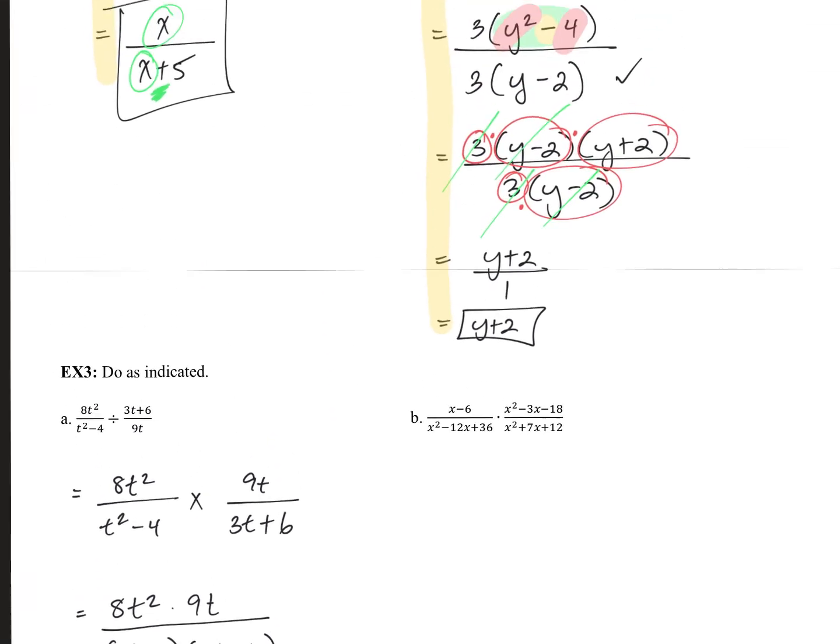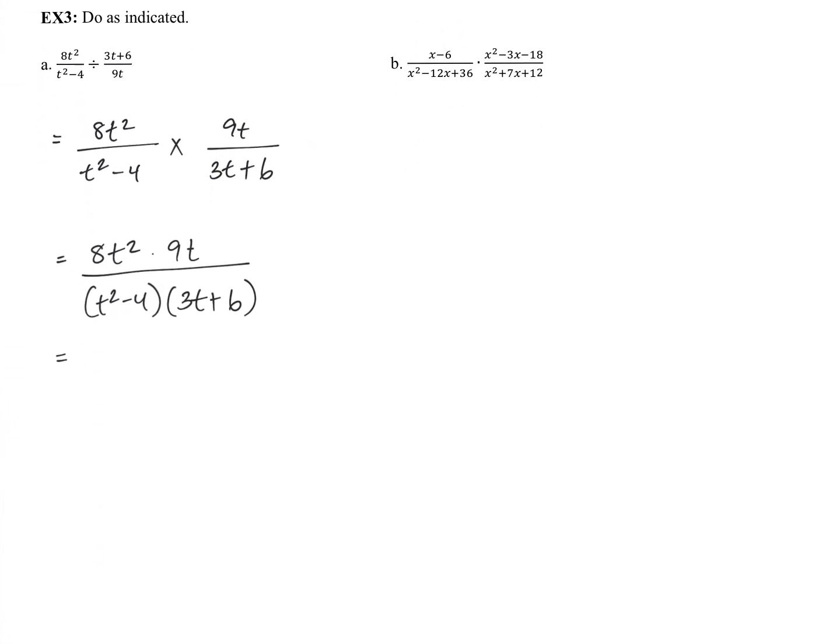So this is going to be similar to what we did earlier. We need to make sure everything is factored. Well, in the top, they're basically factored. We have the t squared. Actually, I'm going to go ahead and combine these two. So we have 8 times 9 and then t to the third power divided by.